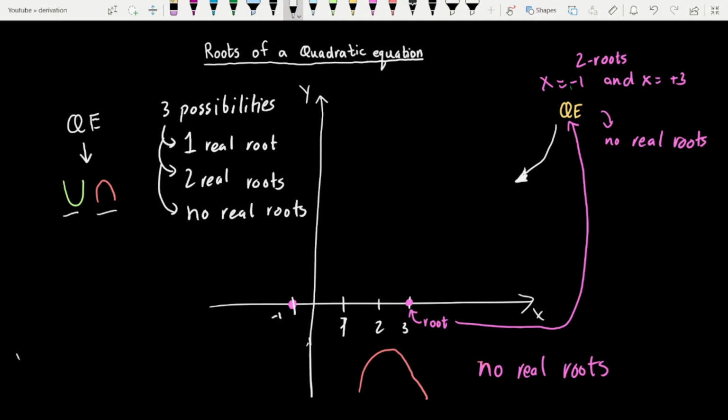But just for now, you guys need to know what roots are. Roots are points where your smiley face or your sad face touches the x-axis. And with these quadratic equations, you can have three possibilities. I've shown you all of those possibilities. You can either get one real root, two real roots, or no real roots.